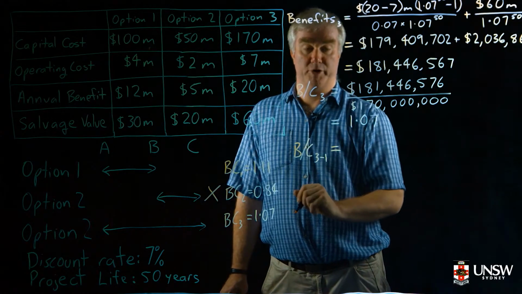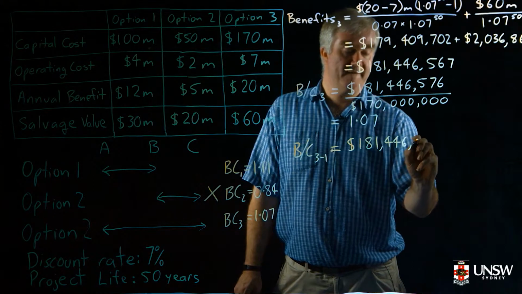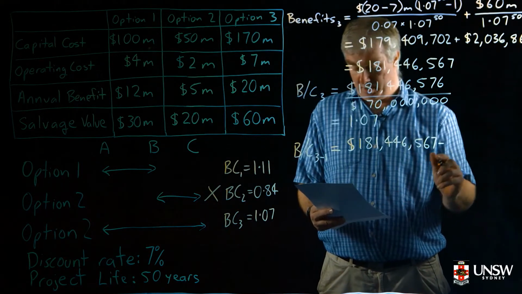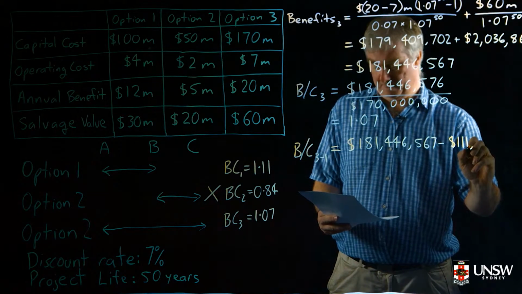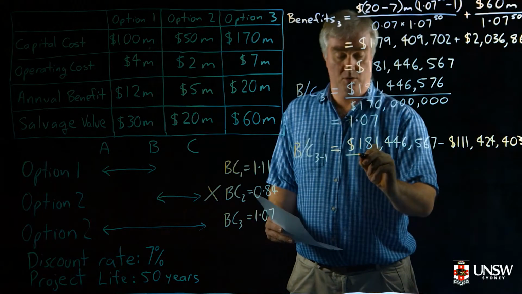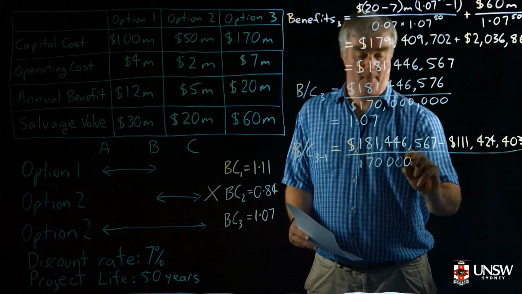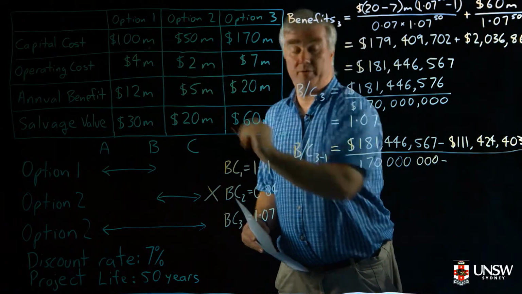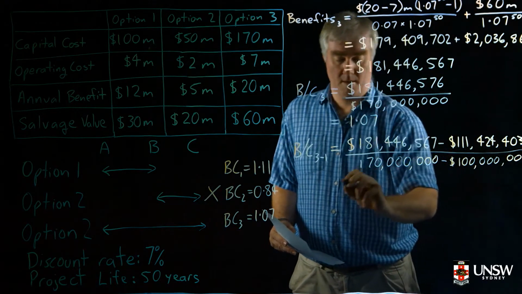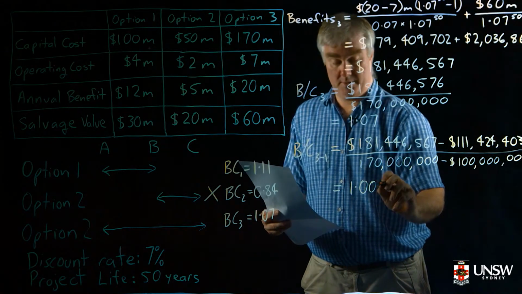well, first we need the benefits from project 3. So we said that was this number here, $181,446,567, minus the benefits from project 1, which we calculated earlier, and we found were $111,424,403, all divided by 170 million minus 100 million, which gives us a grand total of 1.0003.